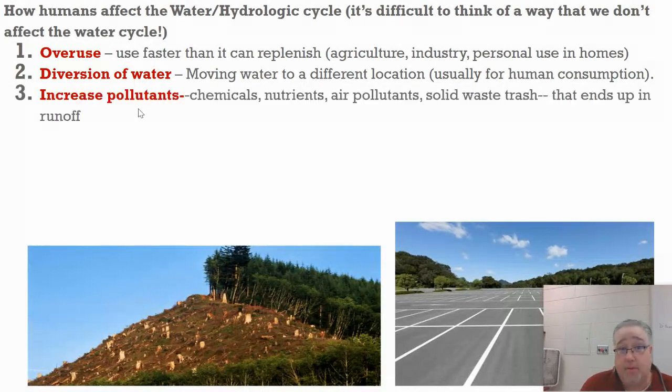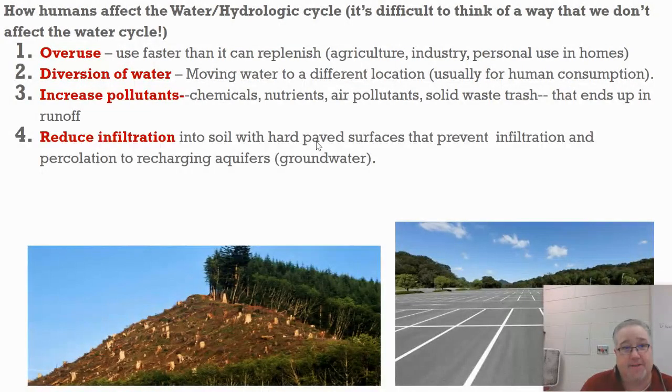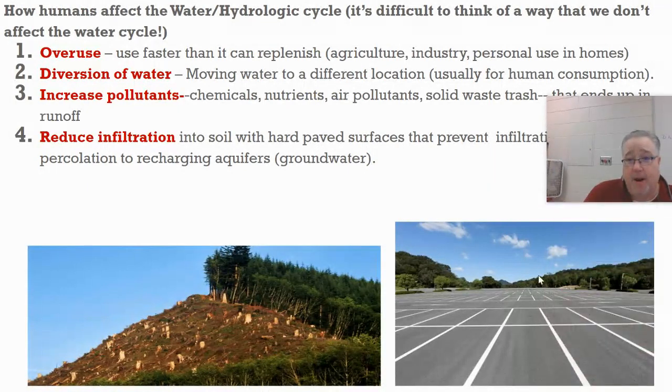We pollute water. We put chemicals in it. We talked about eutrophication yesterday, which is a type of pollution, which can cause algae blooms and dead zones and all that type of stuff. We can reduce infiltration. If you take a look at this picture on the bottom right here, you get this big, huge parking lot, right? Think about what's underneath that parking lot: soil, right? Soil is permeable. It'll allow water to go through it, but we've built on top of the soil an impermeable surface, right?